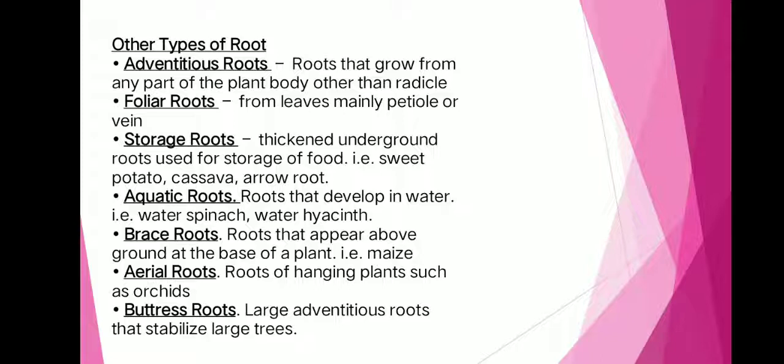in a desperate attempt to get the water and nutrients it needs to survive. Aerial roots. Roots of hanging plants such as orchids, so the aerial roots have grown on the above-ground parts of a plant. Buttress roots, large adventitious roots that stabilize large trees. So buttress roots are large, wide roots on all sides of a shallowly rooted tree.